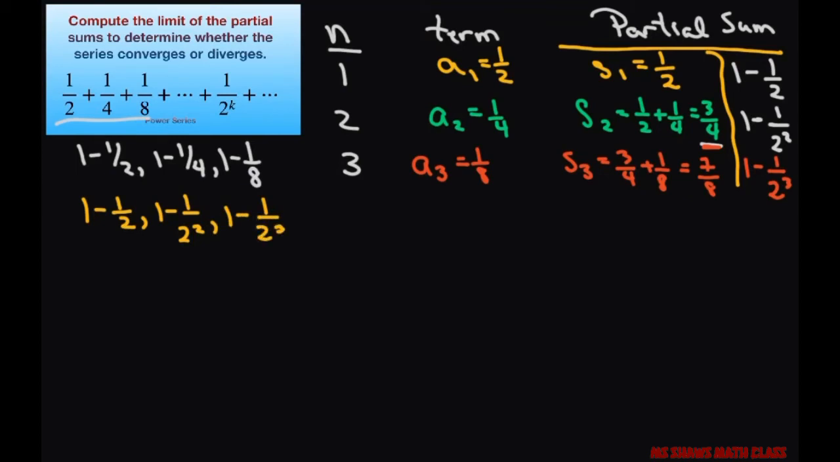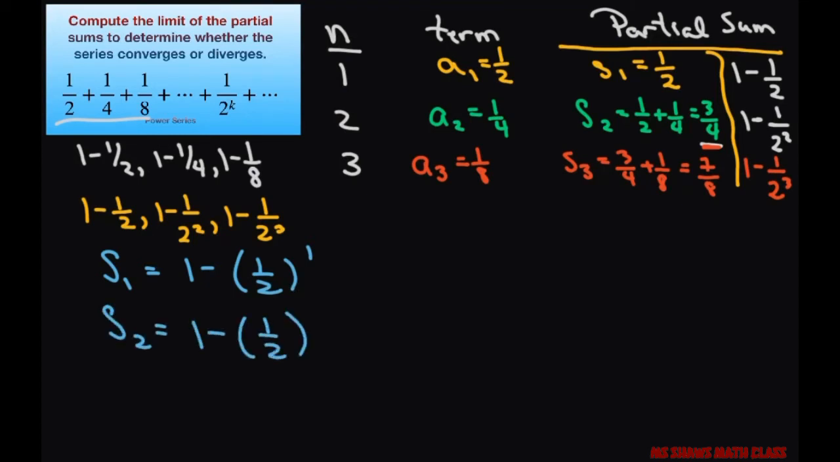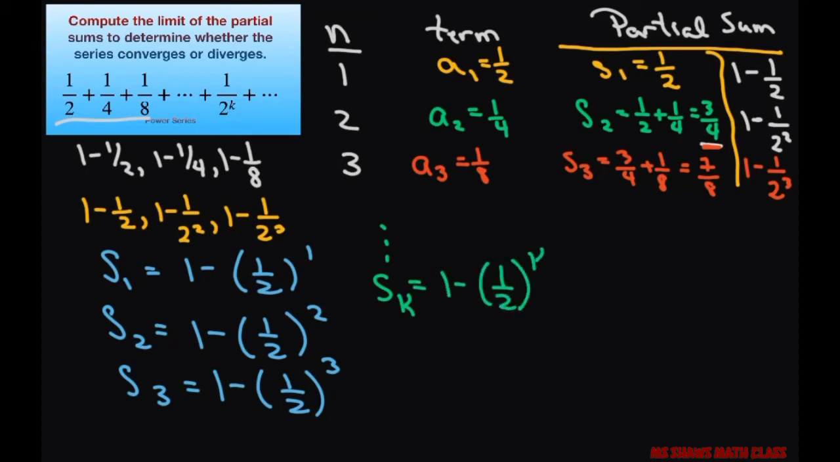So when you look at that, we can see that our first sum equals 1 minus 1/2 to the first power. Our second sum is 1 minus 1/2 squared. And our third sum equals 1 minus 1/2 to the third power. Therefore, we can assume, after three terms, that our kth term is 1 minus 1 divided by 2 to the k power.